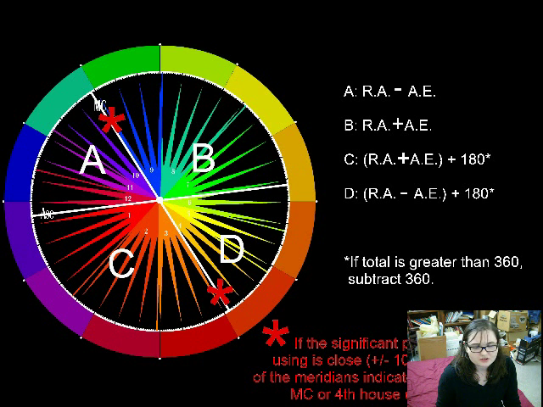But also another thing to note, which I'll do an example with this later, is that if the significant planet you are using is close, like say plus or minus 5 degrees to one of the meridians indicated above, make the midheaven or 4th house cusp conjunct with that planet. So it's the planet that you're using to signify how you're rectifying this chart.